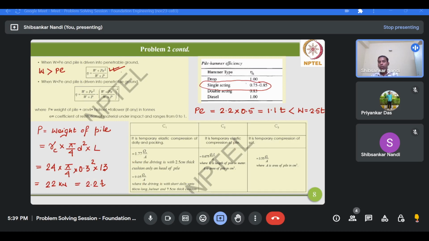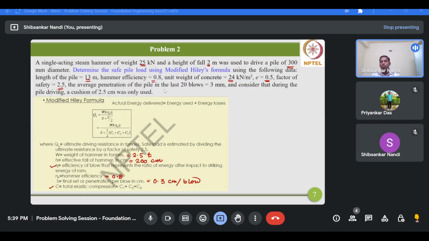So what will be the value then using this equation? It will be 2.5 plus 2.2 into 0.5 square divided by 2.5. So if you calculate, then this value would become approximately 0. So we have got the value for eta.